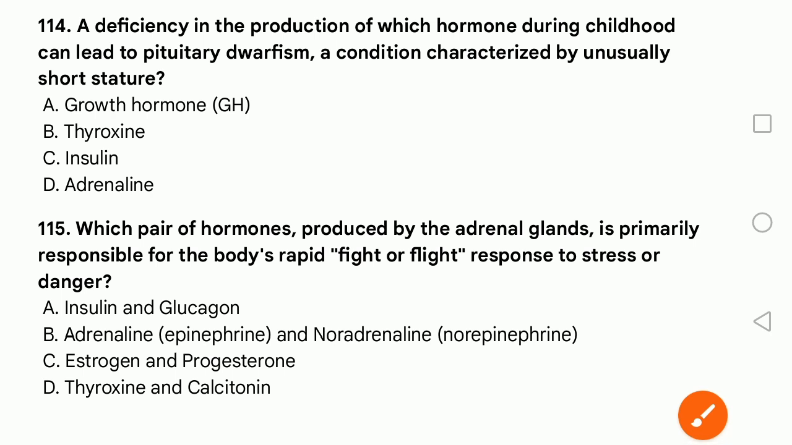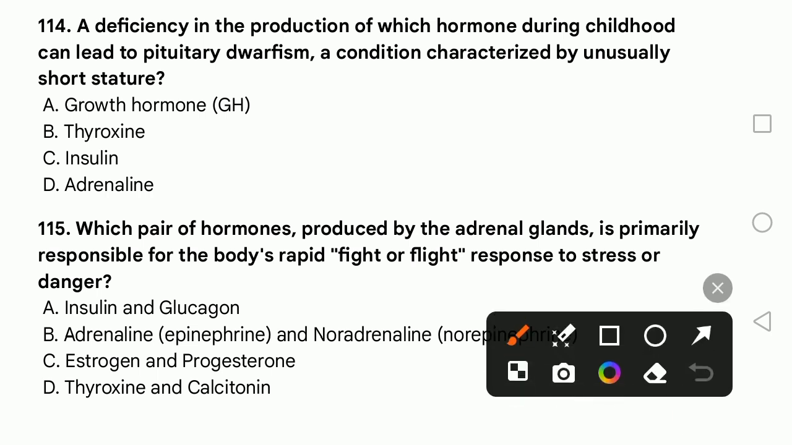A deficiency in the production of which hormone during childhood can lead to pituitary dwarfism, a condition characterized by unusually short stature? Growth hormone.